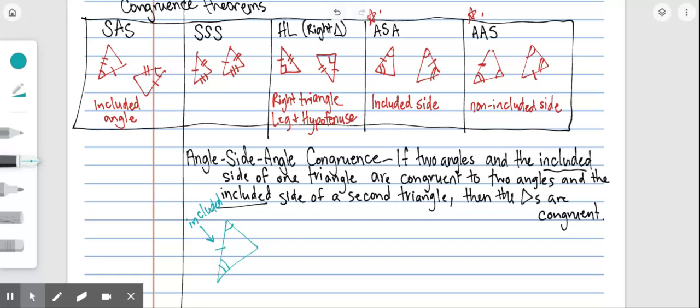If it's outside the 2 angles, then you don't have angle side angle, because the side has to be sandwiched between those 2 angles. There can't be any gaps. It has to be directly in between.